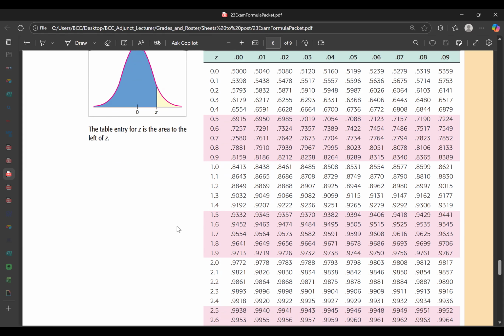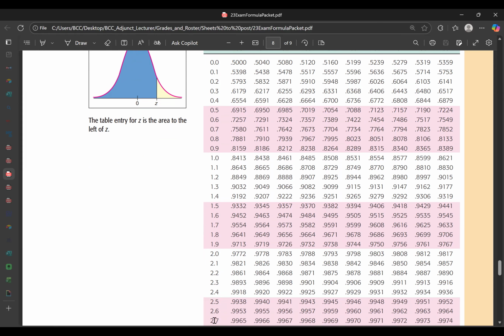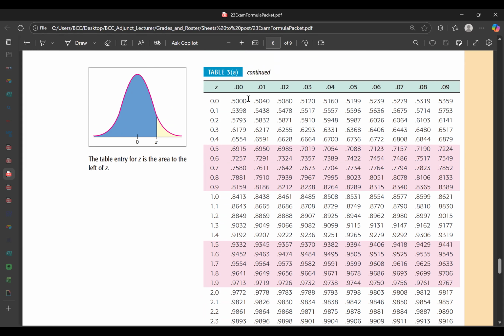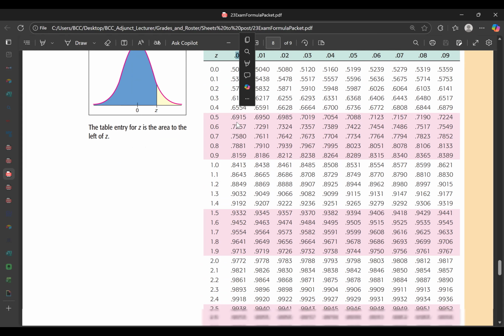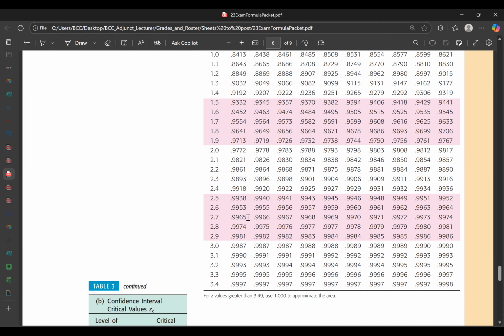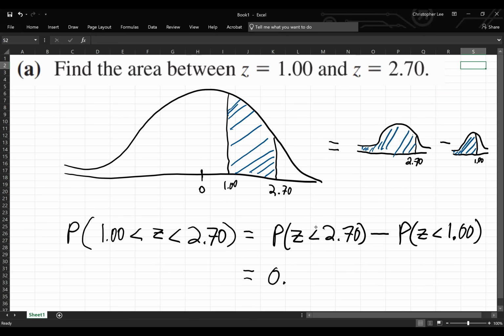Like you see the positive z's right here? You go down to 2.7, and then you go across to where the zero is up top. See the zeros at the top here? I'm gonna write that in right now. I'll wait till you write it in so I can read it correctly. So this is the 0.9965, and I'm gonna subtract that from the 1.0. Let's look up the 1.0.